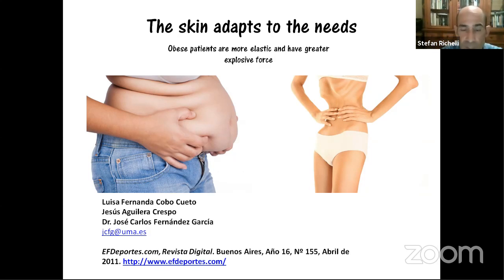So we have to think that the skin is like a suit, and if we don't have the right suit on, we can't move well. So that's why skin is so important, and in combination with all the sensitive nerves that give information to the muscle and change the muscle tonus, making it more strong or less strong.